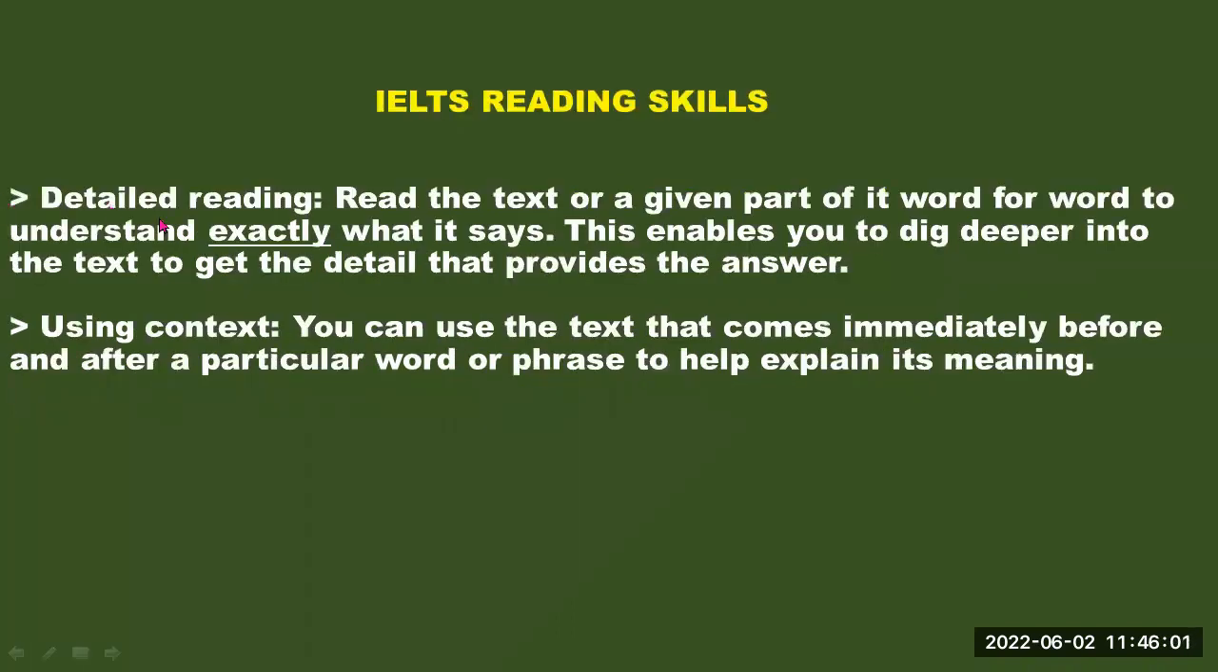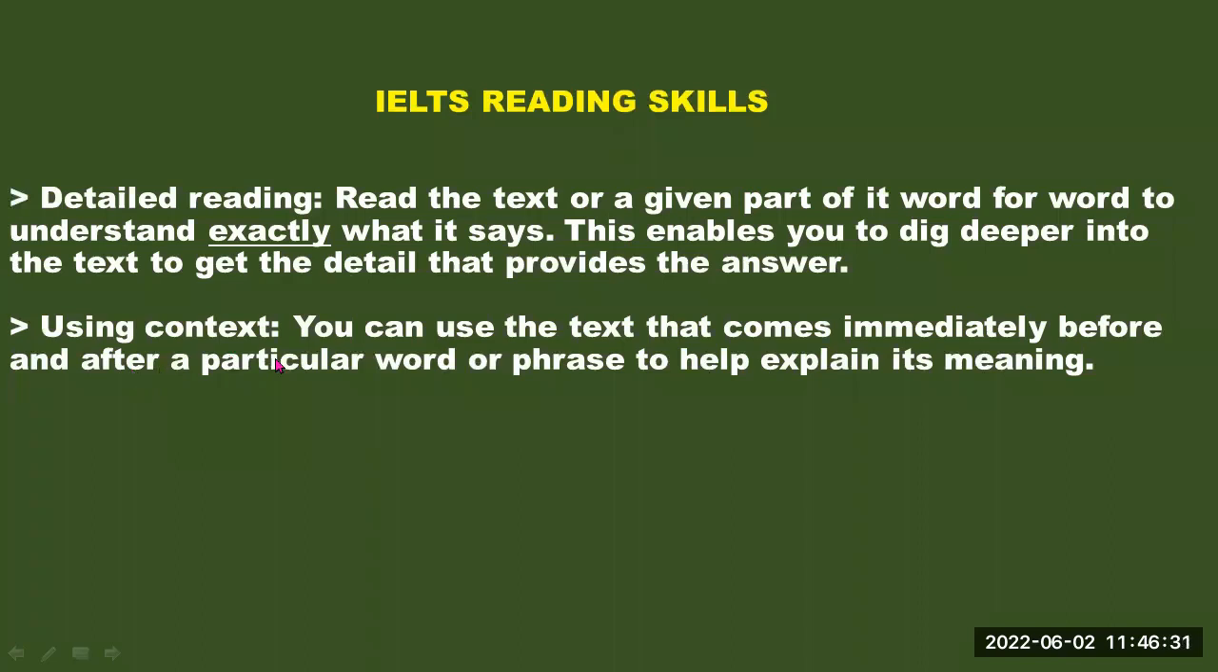The next is detailed reading. This has to do with reading the text or a given part of it, word for word, to understand exactly what it says. This enables you to dig deeper into the text to get the detail that provides the answer. When you read detail, then of course you are able to identify the specific pieces of information that you need for the answer.